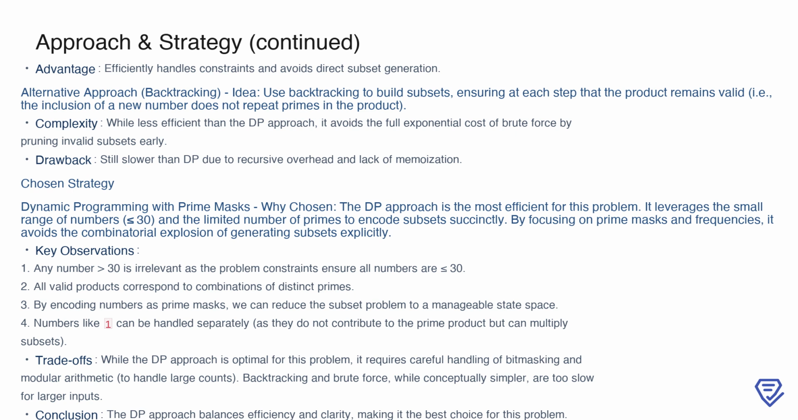Additionally, the number 1 is treated separately since it does not contribute to the prime product but can multiply subsets. While the DP approach requires careful handling of bit masking and modular arithmetic to manage large counts, it strikes the optimal balance between efficiency and clarity. In contrast, backtracking and brute force methods, though simpler in concept, fail to scale effectively for larger inputs. This makes the DP approach the best choice for solving this problem within the given constraints.